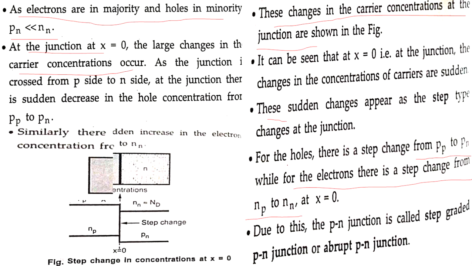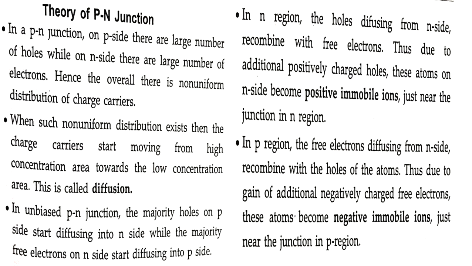Similarly for holes there is a sudden step change from Pp to Pn, that is p-type to n-type. So due to this step change, the p-n junction can also be called a step graded p-n junction or abrupt p-n junction. So next we can move to the theory of the p-n junction.